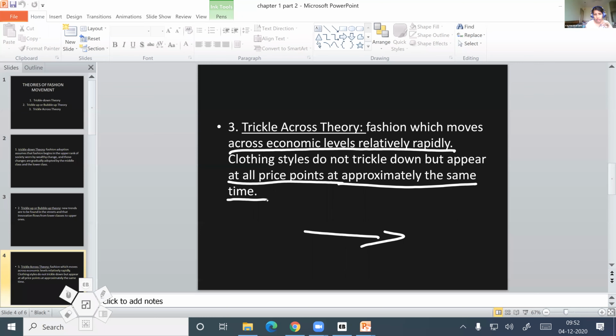Now, Reina, please tell me the trickle across theory. The high class products remain, clothing styles do not trickle down, but appear all the same. All the price points are approximately the same time. Same time. Yes, that is right. So we have studied what is trickle down theory.